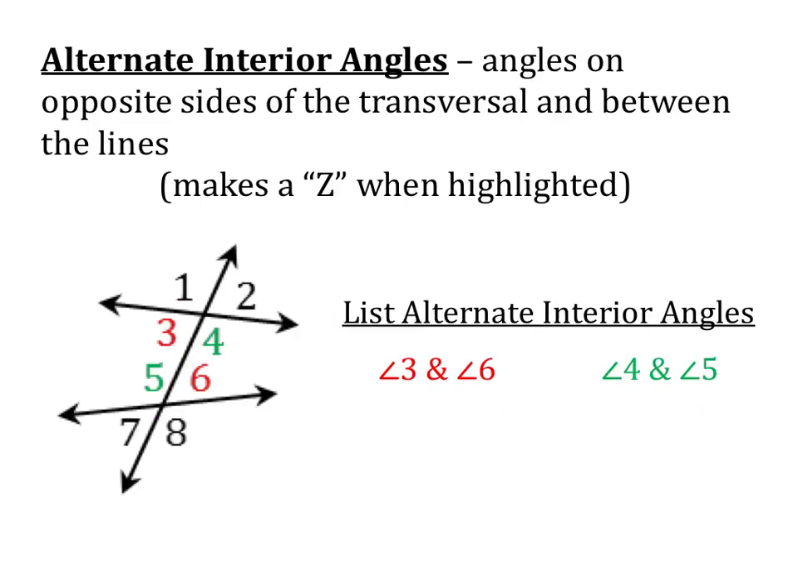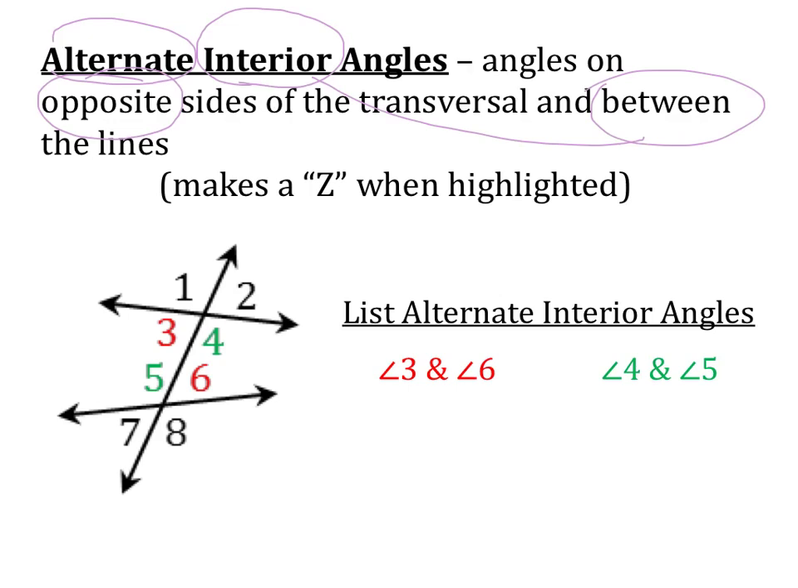Next, we have alternate interior angles. These are angles that are on opposite sides of the transversal and between the lines. If you think about the way these are named, alternate matches with opposite, so alternate sides means opposite sides, and interior matches with between. Interior is the same thing as between. So alternate interior angles are opposite and between. If we look at 3 and 6, 3 is on the left, 6 is on the right, and they are between the two lines crossing my transversal.